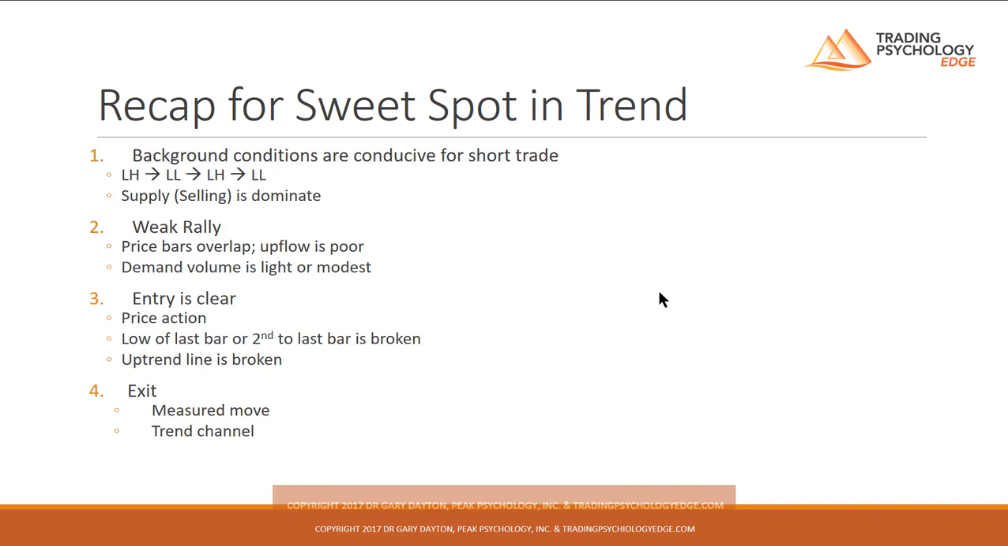The entry is clear. You do it through the three methods that we talked about: price action, the low of the last bar, or the low of the second to the last bar on a stop-in break, or an uptrend line is broken. And then we have an exit on the measured move or a trend channel. And basically, they're both going to give you very close to the same target. You're shooting for general areas. If the market is half a point away from your target and it's showing you that it's not going down there, then don't wait to lose all your profits. Exit out and capture your profits.